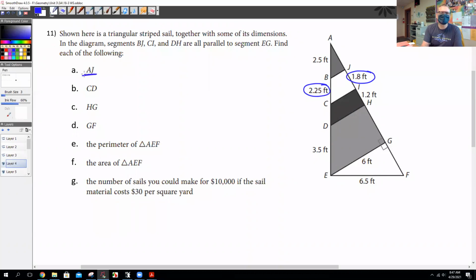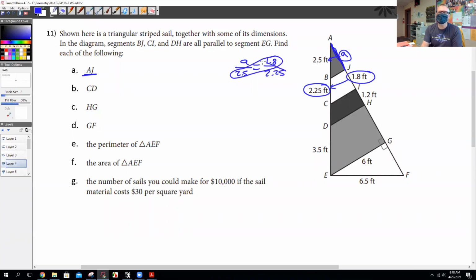So if we're looking for AJ, that's this line right here. Okay, so let's see, this is letter A, so I'm going to call that length A. If we're going to set up a proportion to figure out what A is, we want to know what A is. So we do A is 2, and let's do what we've been doing. A is the 2.5. Again, these are the keys right here, because this is the one spot in here that they give you both sides. So let's do this as 1.8 is to 2.25, and then we can cross multiply.